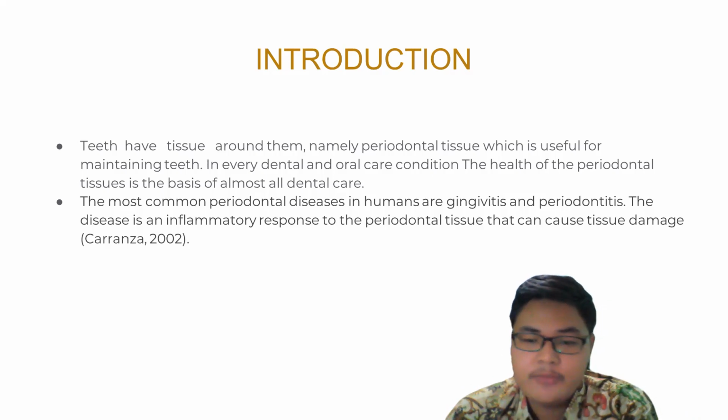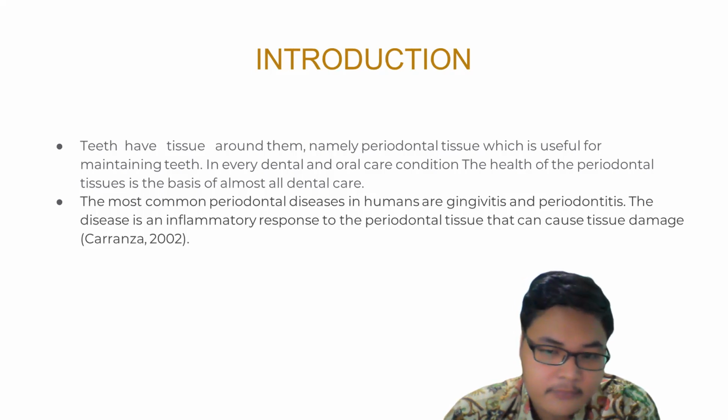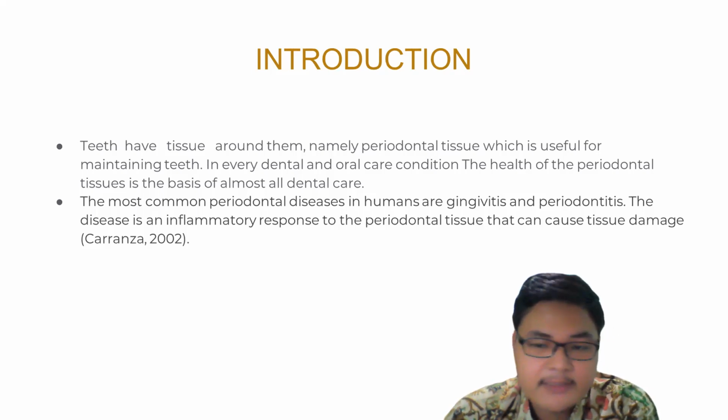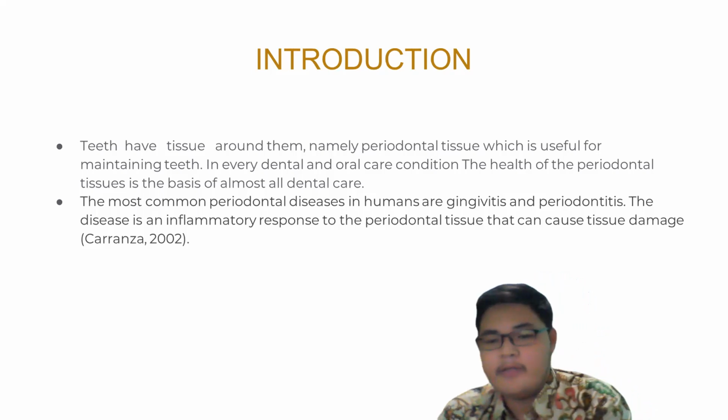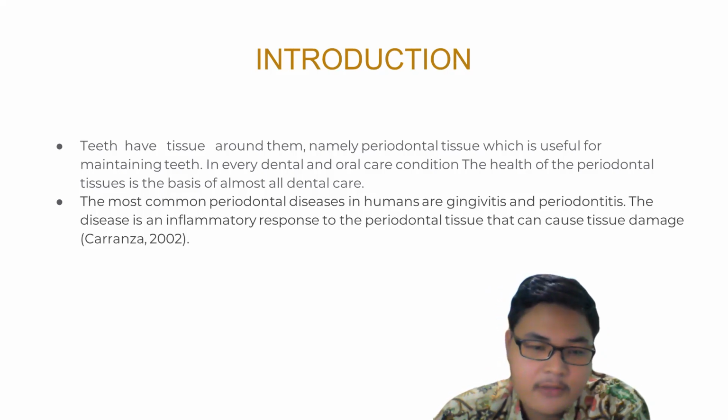Inflammation of the gingiva is followed by a change in the shape of gingiva, which is usually expressed according to color, size, shape, and consistency, and also surface characteristic. It is according to Mention and Lau 1993. The most common periodontal disease in humans are gingivitis and periodontitis. The disease is an inflammatory response to the periodontal tissue that can cause tissue damage. It is according to Carranza in 2002.